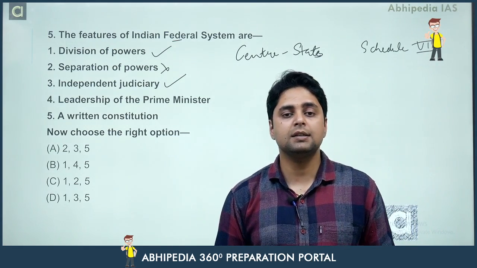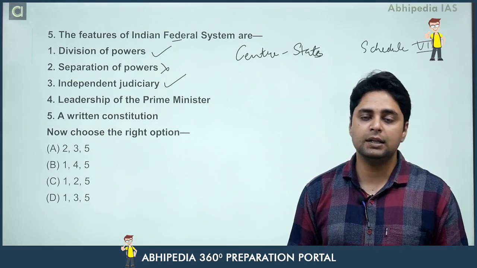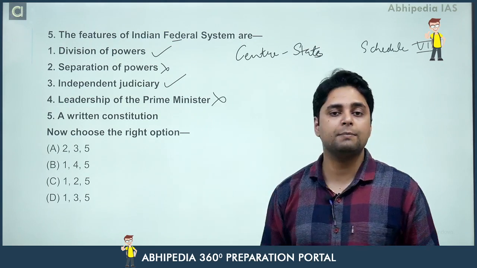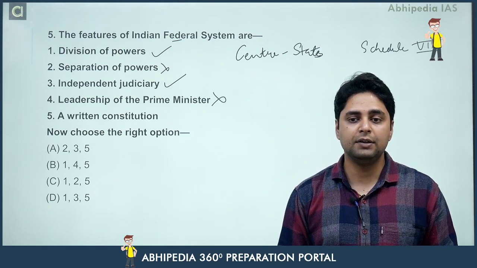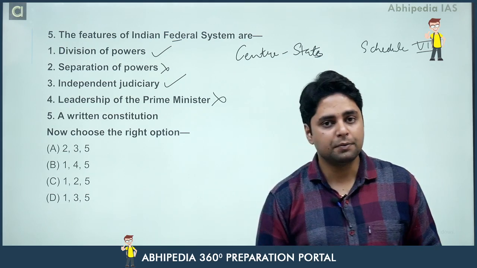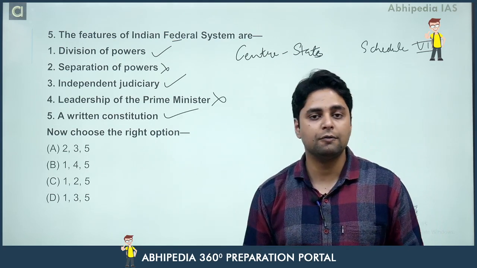Leadership of the prime minister is only at the central level. At the state level, it is the chief minister who is the leader. तो ये लीडरशिप ऑफ द प्राइम मिनिस्टर जो है ये पार्लियामेंट्री फॉर्म ऑफ गवर्नमेंट का फीचर हो सकता है, लेकिन फेडरलिज्म का नहीं. A written constitution. This is also an absolutely necessary feature of federalism.